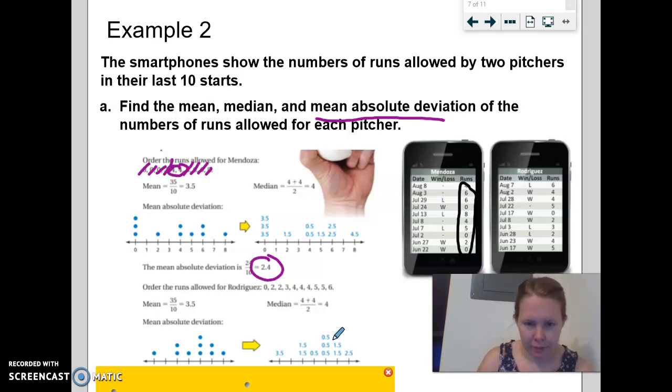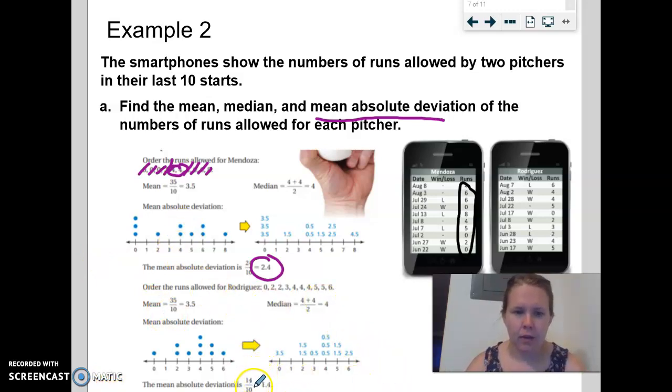So 3.5 plus 1.5 plus 1.5 plus 0.5 plus lots of 0.5, 0.5 plus 0.5 plus 0.5 plus 1.5 plus 1.5 plus 2.5. I hope I got it right. I got 14. Let's take a look. So you're taking that 14 and then you're going to divide it by 2. Or sorry, 10. So 10. And he actually gets a smaller mean absolute deviation.